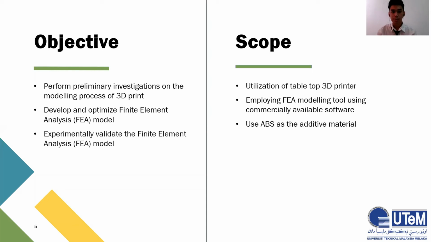Next, the scope. Number one, the utilization of a tabletop 3D printer. Number two, employing an FEA modeling tool using commercially available software like CATIA or SolidWorks. And next, the use of ABS as the additive material.